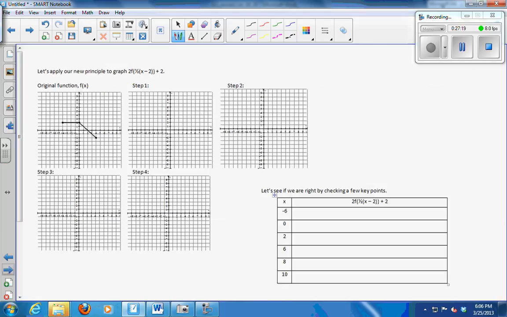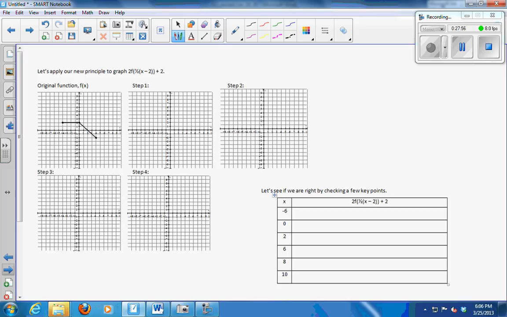Okay, so I've got another thing here for you to do. This one is actually in your packet. 2 times f of 1/2 x minus 2 plus 2. No, it's find the page. The top of the page says in both of our cases, and it's page 55. Page 55.